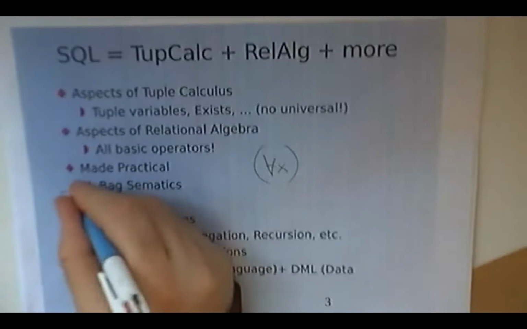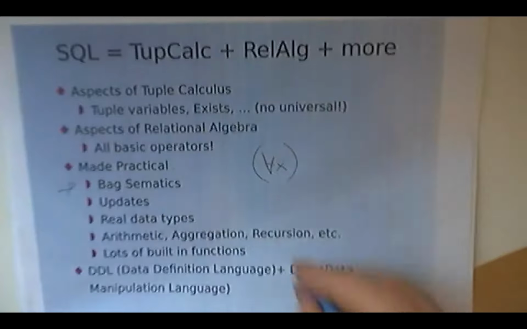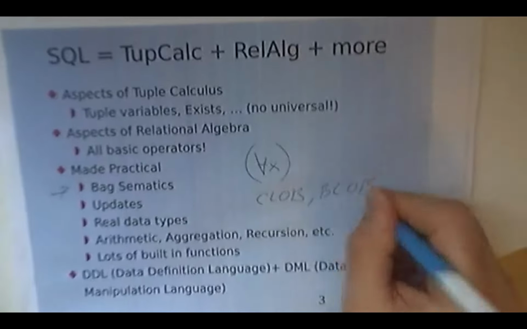And it's made practical because it has bag semantics, and of course it has updates, and then it has real data types. We really haven't specified data types in our relational algebra or tuple calculus. There aren't that many really distinct data types, but there are a lot based on the SQL dialect. Things like real numbers, integers, strings, and clobs. So there's something called a clob, and there's something called a blob.